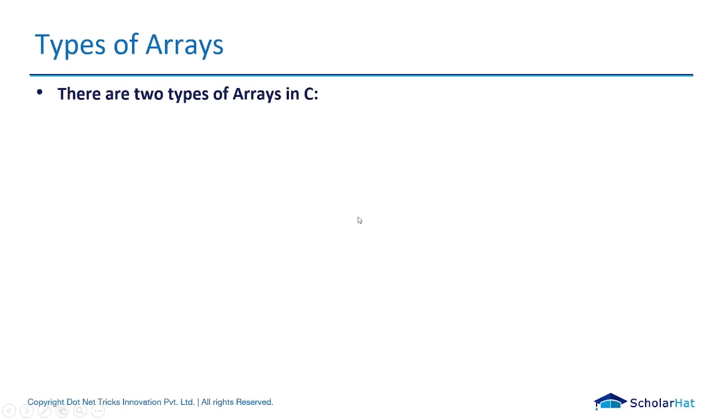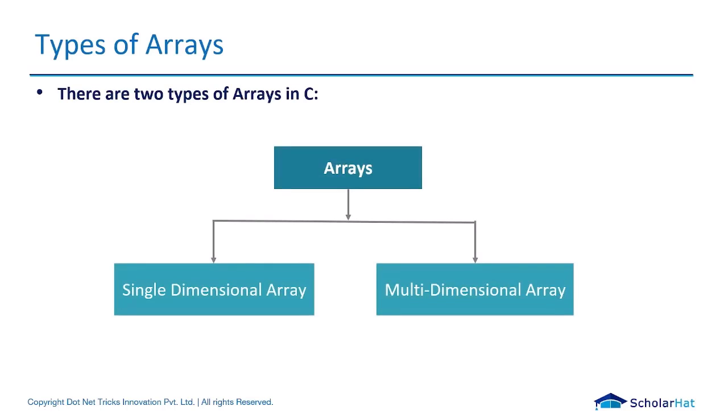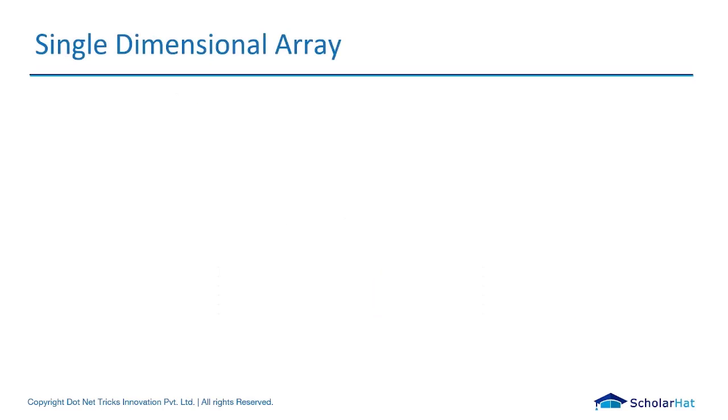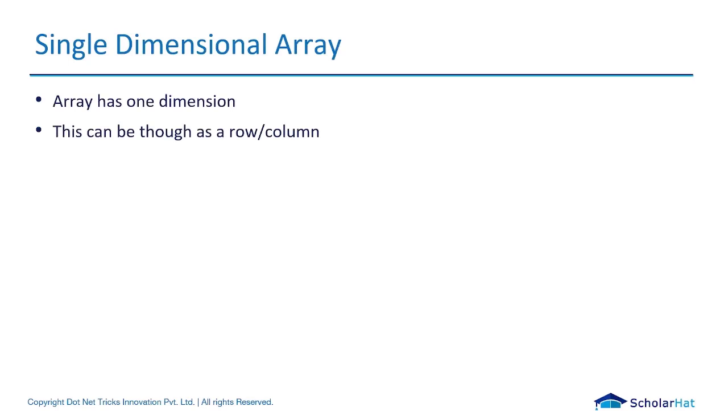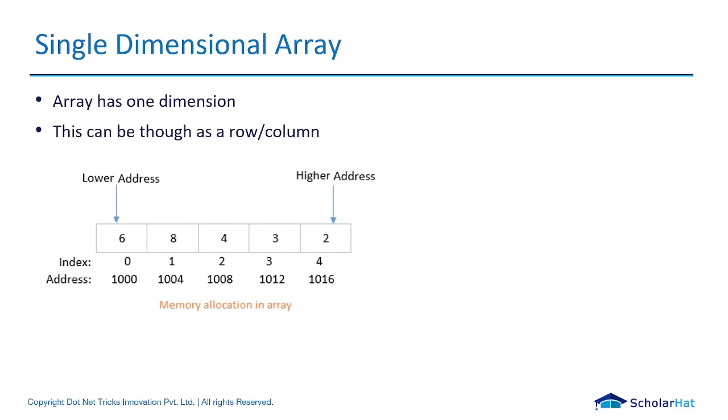So now we're going to learn the types of arrays. There are two types of arrays, single dimensional array and multi-dimensional array. What do single dimensional array and multi-dimensional array mean? We'll get into it and understand better. So a single dimensional array has only one dimension. This can be through rows or as columns.